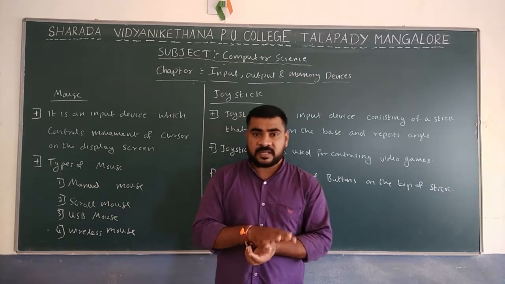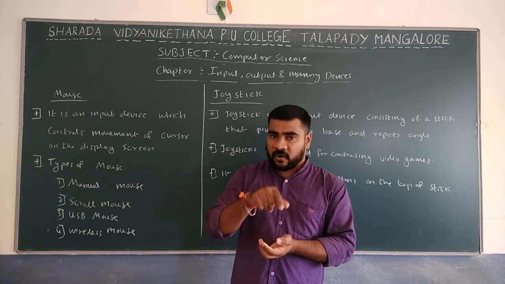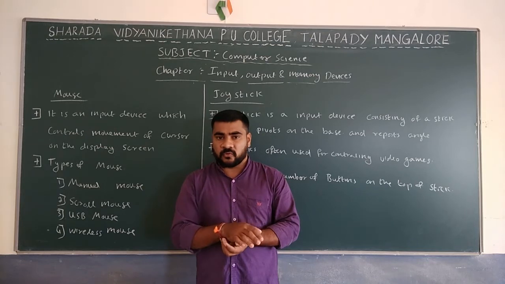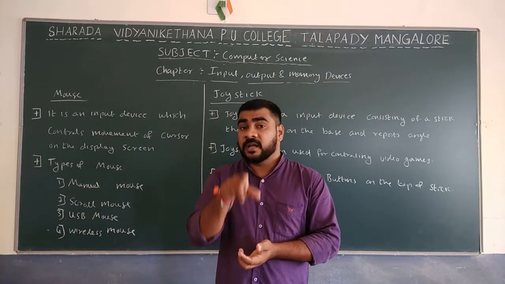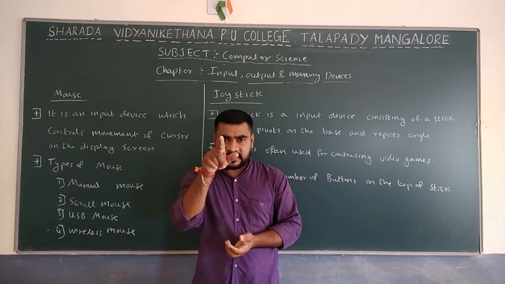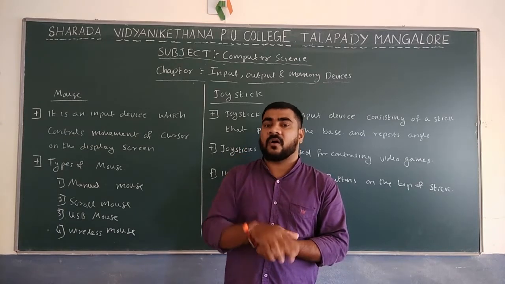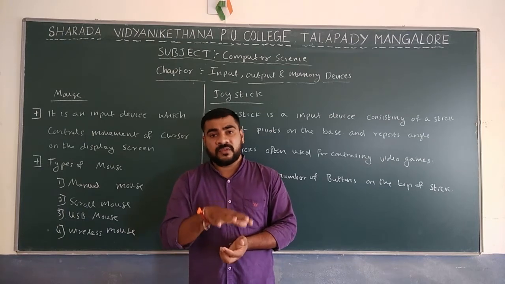The manual mouse uses a rubber ball or metal ball. If you rotate the mouse, according to the movement the rubber ball also rotates. Based on the rotation of the rubber ball, it finds the x-axis and y-axis and displays the cursor on the screen. That is a manual mouse, which we used in older days.